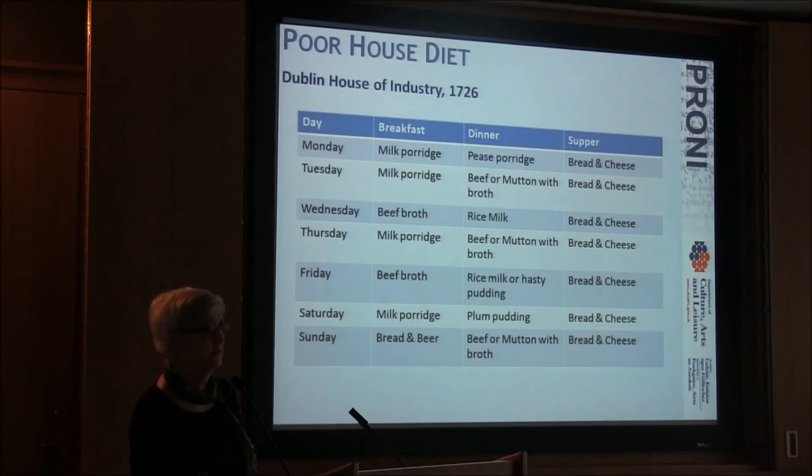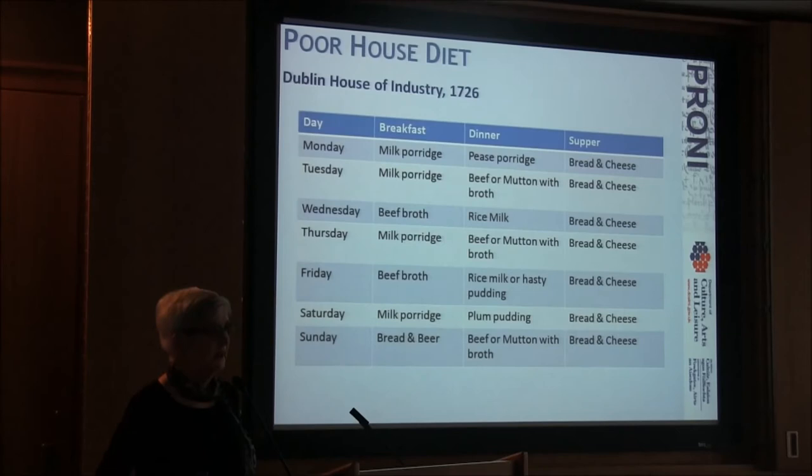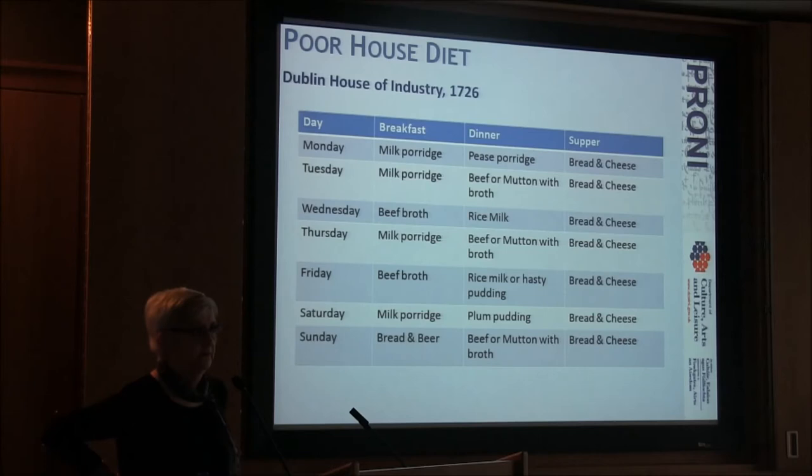I'm going to show you some of these stats taken from various reports. And I want to show you this one as well for a contrast. This is a poorhouse diet. This was held in Dublin, and this was before the workhouse system was introduced. So this was a charity set up, based on the rates, for those people who couldn't afford to look after themselves and had to go into the poorhouse.